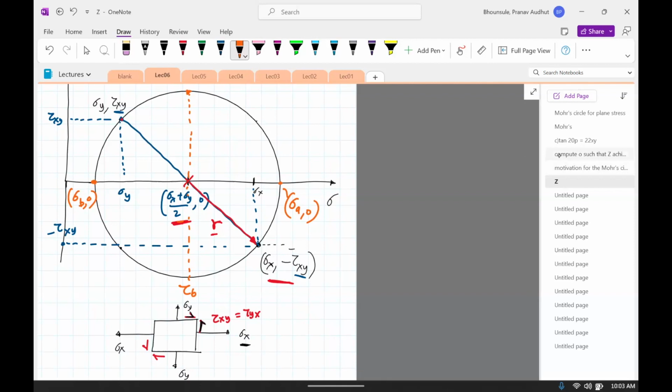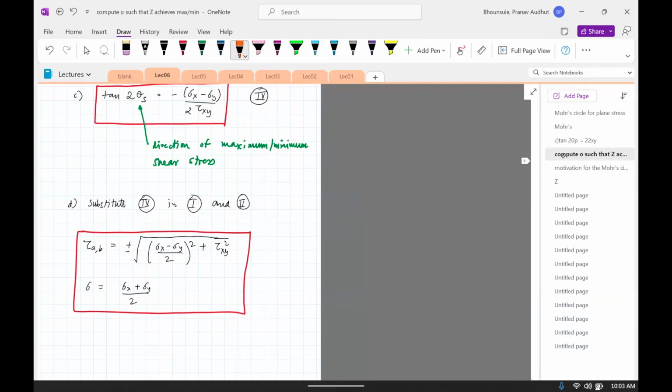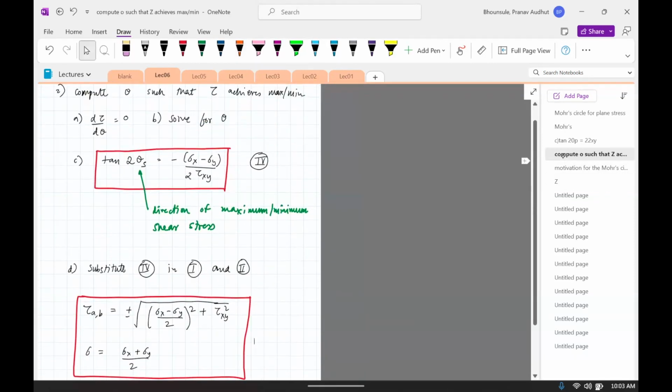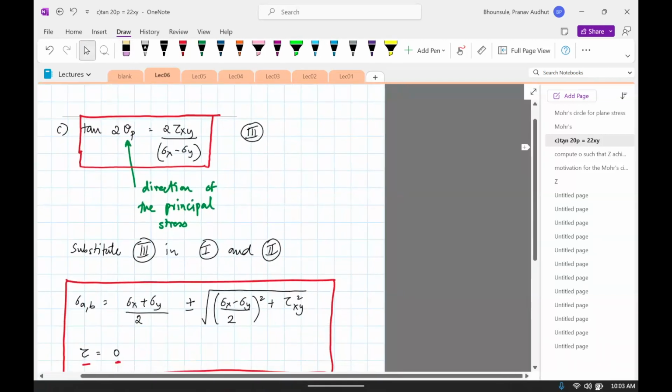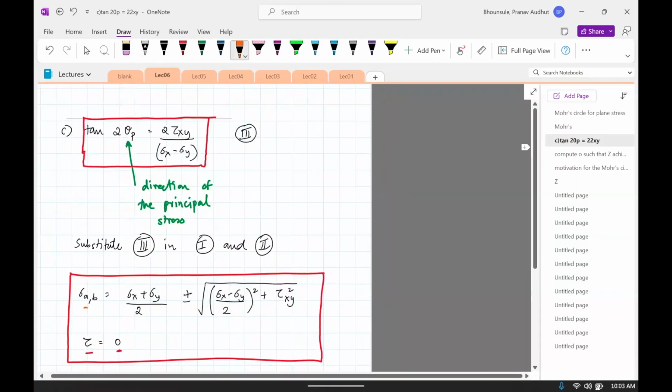Okay, what else is missing? Well, we're missing the direction. Now we have the direction. This is the direction of the maximum principal stress. So how do we plot that? Well, if you see this, it's the angle made by this stress. Well, let's look at the other one first. Let's look at this one first. So this is the stress for the maximum stress sigma A, sigma B.